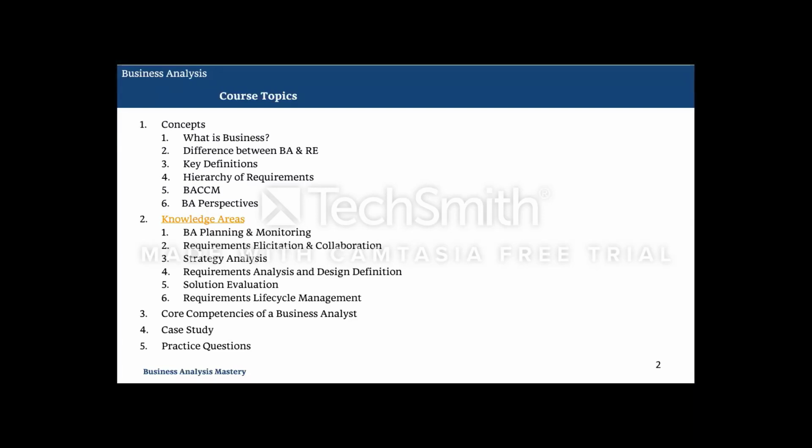We will then talk about the difference between business analysis and requirements engineering and how one is part of the other. We will explain key definitions that are very important for any business analysis practitioner. We'll talk about the hierarchy of requirements, starting from the highest level of need or business requirement down to the lowest level and most atomic.